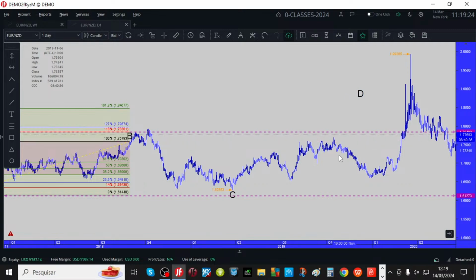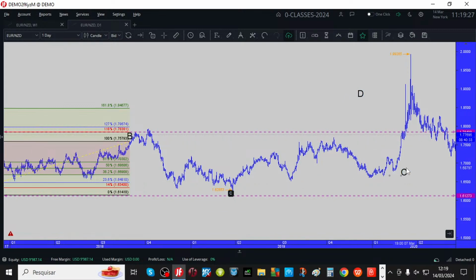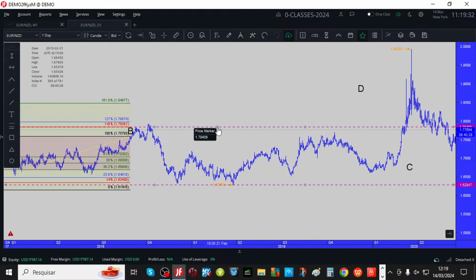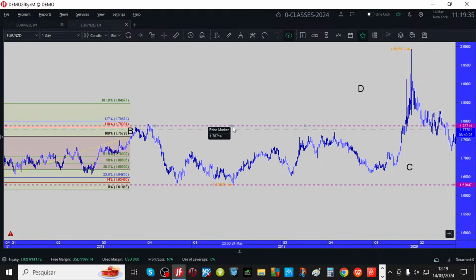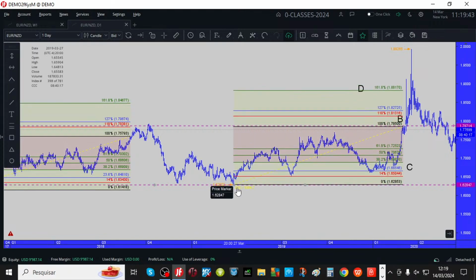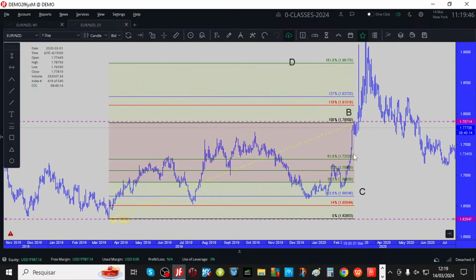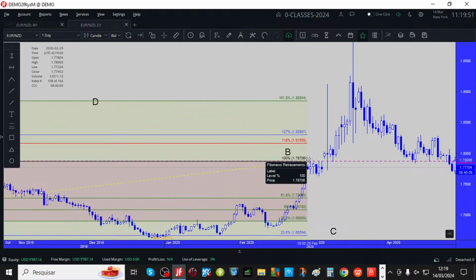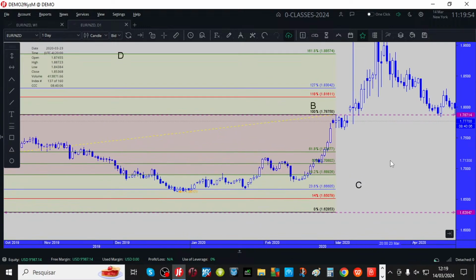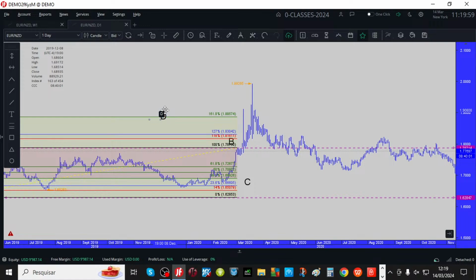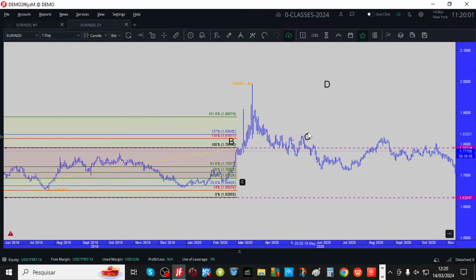And as always, A goes to C, and B goes to D, right? That's the B. Fibonacci retracement tool from B down to here, if I'm not mistaken. Give it a second. There you go. A, B, C, D, A, B, C, D.